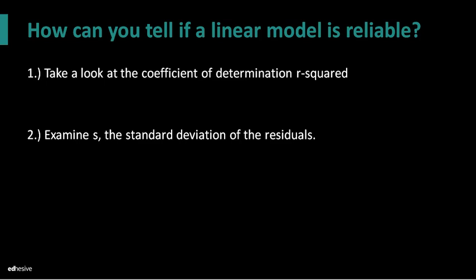All right, the next question I want to answer is how can you tell if a linear model is reliable? In the last one we looked at if it's appropriate. Now we want to look if it's reliable. If I'm actually going to use this least squares regression line, I want to make sure it's worthwhile. There are two things we look at to make sure a line is reliable. The first is the coefficient of determination, which is called R squared, which we talked about already, but we're going to talk about again. And the second thing we want to do is examine S. S is the standard deviation of the residuals, and we'll talk about that in one moment.